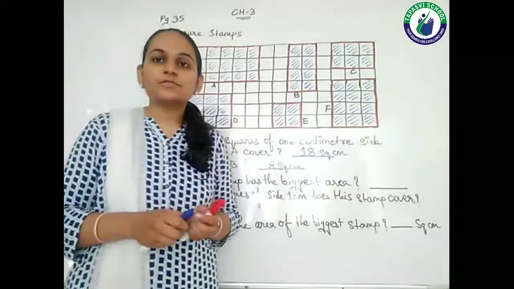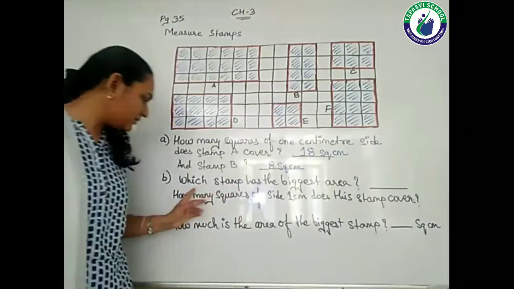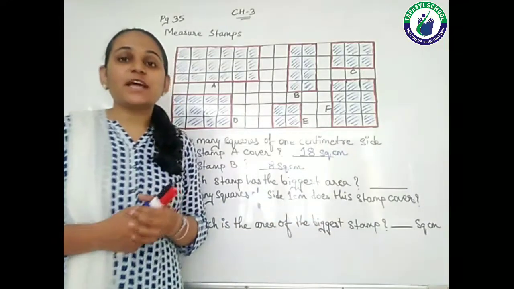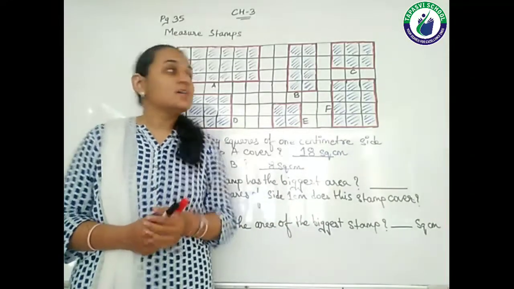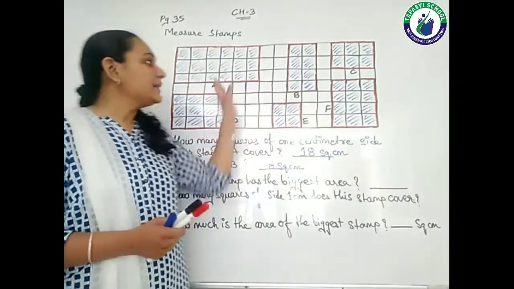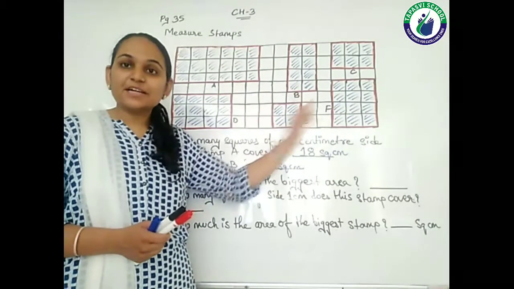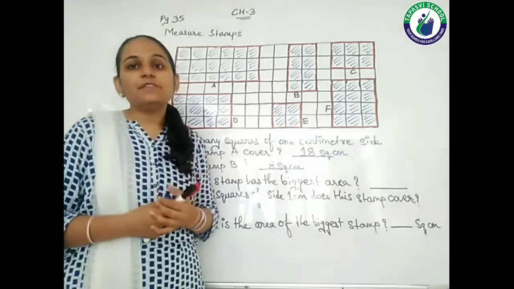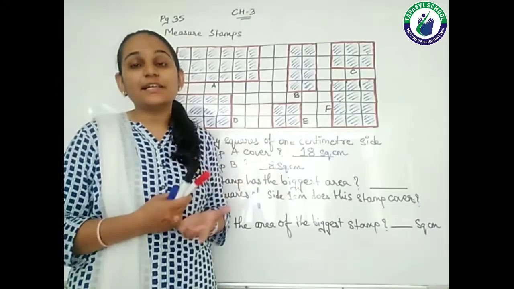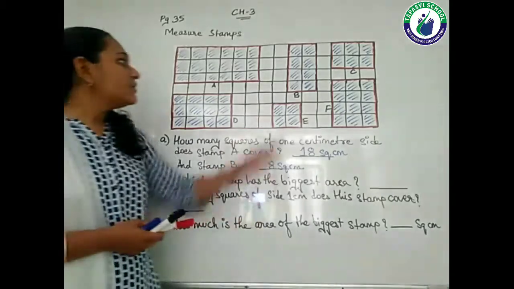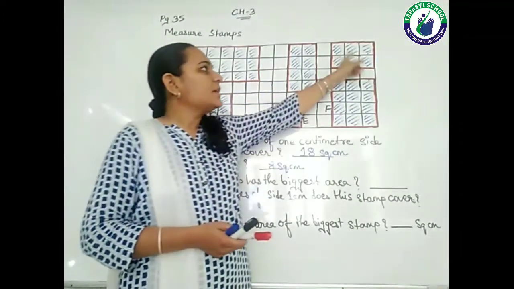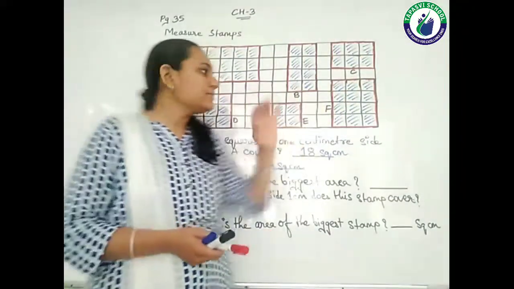Right, students? Okay, students, now let's see the second, that is B question. Which stamp has the biggest area? For that you need to look at this and find the area of the various stamps, and then we can say which stamp has the biggest area. Sometimes while looking also we can say that this particular stamp has the biggest area. We have calculated for A, we calculated for B also. See, if you can see 1, 2, 3, 4, 5, 6, only 6 are there.